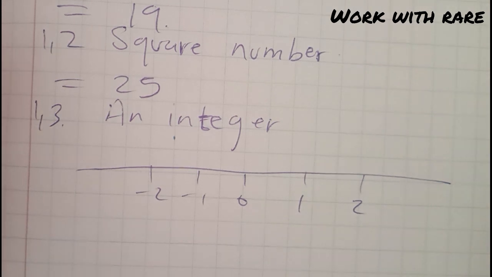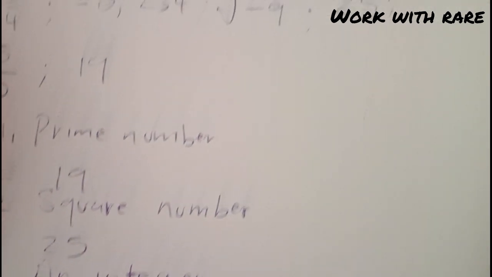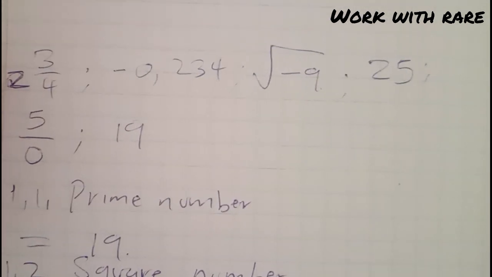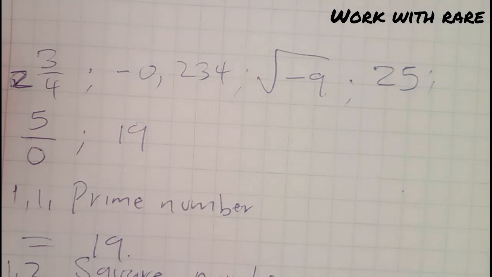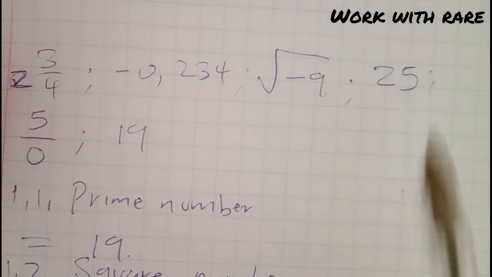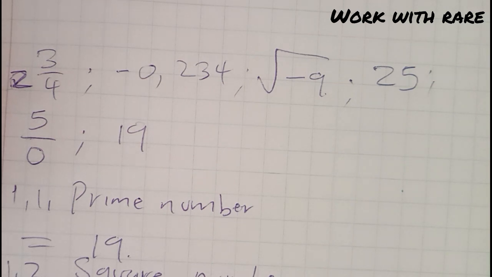Okay, so let's check our list here. Remember, you don't choose just because on 1.1 I wrote 19 and on 1.2 I wrote 25, doesn't mean that I won't use them again. I can use them again. Remember, the goal is to answer the question. They didn't say choose, they said write down, but it's 1 mark.